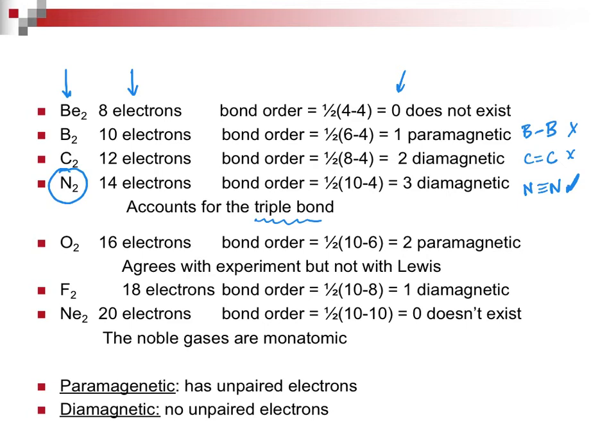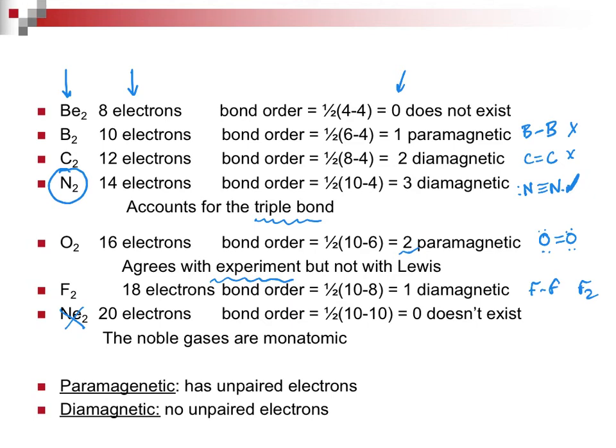If I look at oxygen, I guess I should put these guys in because that would make it more sense. We've shown many times that this is the Lewis structure of oxygen, and the bond order is 2, so we do have the double bond. It does agree with experiment, but it does not agree with Lewis. Well, that's just kind of how it goes when you apply a new theory. Fluorine, we see there's a single bond, and yes, we know there is a fluorine diatomic molecule. Neon has a bond order of 0, and neon does not exist.